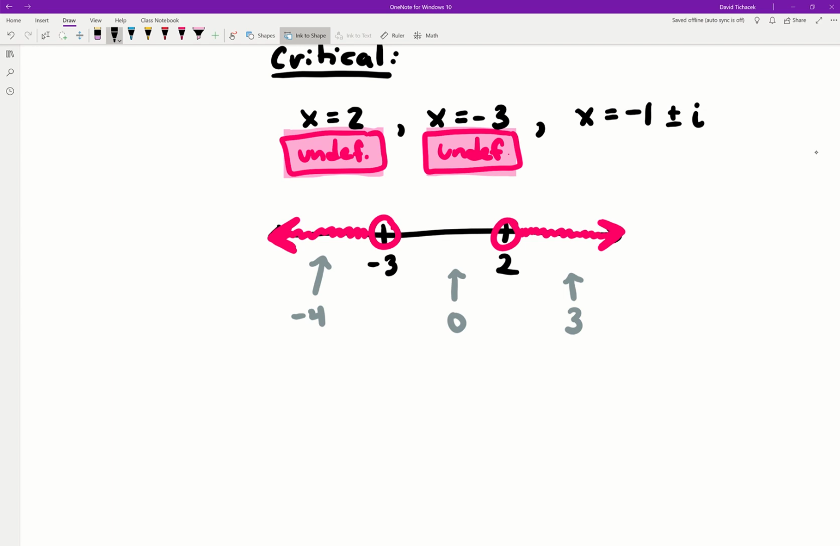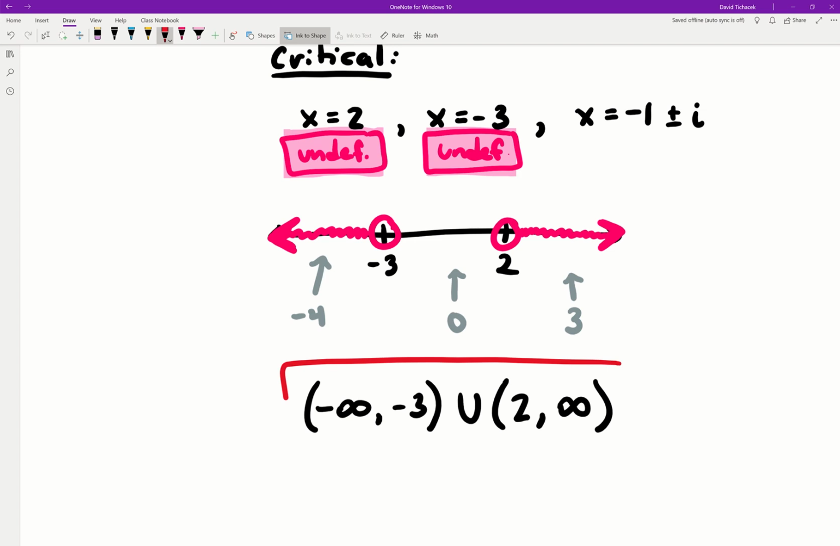So negative infinity all the way until we reach negative 3, with a parenthesis around negative 3 because we're not including it. We're going to unite that with the open interval from 2 all the way to positive infinity, again with a parenthesis around 2 because we're not including it because it makes the rational expression undefined, okay?